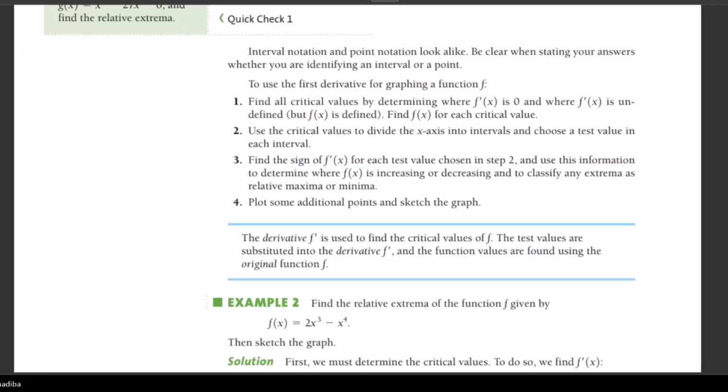Minus 8. Okay, here x is equal to 2, and the first derivative of 2 that you chose is minus 8, so this is less than 0. Therefore, this function is decreasing.